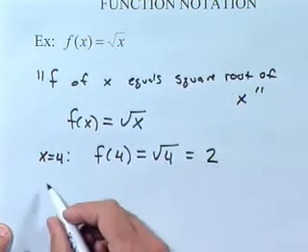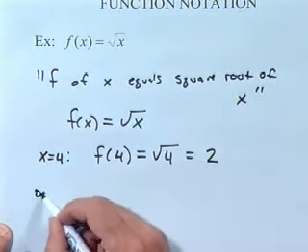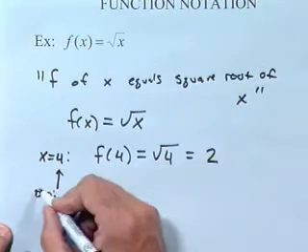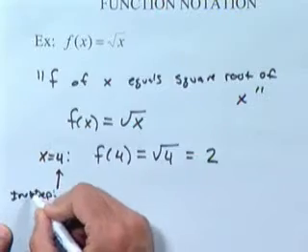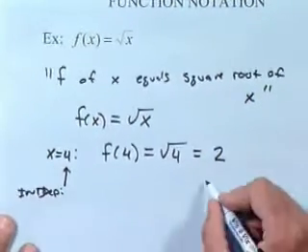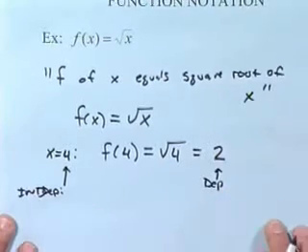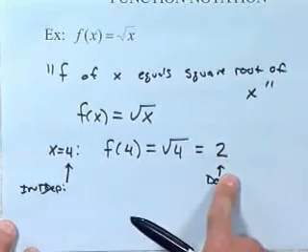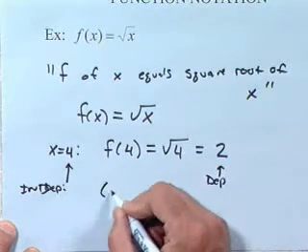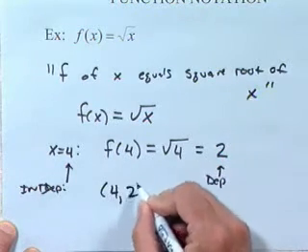So notice this is my independent, sorry, the independent variable is the x values. The dependent is the y values. So the y value depends on the x. You plug in an x, it will spit out a y value. So 4 corresponds to 2.